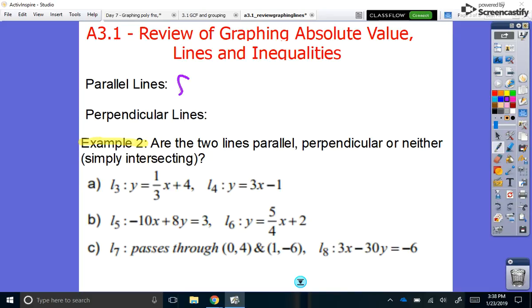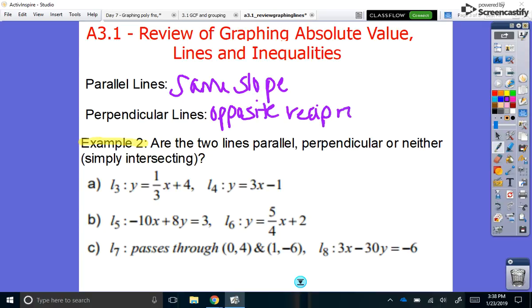Parallel lines have the same slope. That's not how you spell slope. Perpendicular lines have slopes that are opposite reciprocals. So opposite means change the sign. Reciprocal means flip the number.